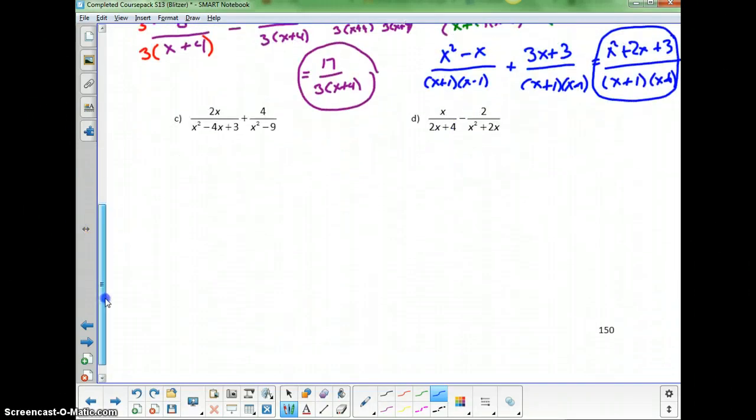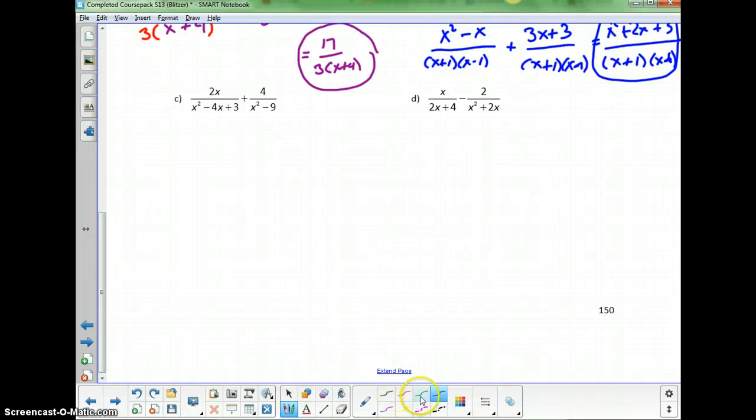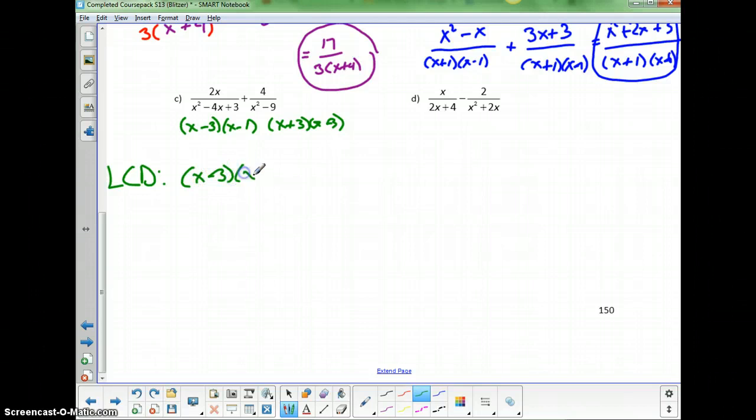Alright, I'm going to have a little bit more space on these, which is good. Okay, so I don't know what the common denominator is until I factor, so let's factor this one. X plus 3, so I'm going to need minus 3 and minus 1. And x plus 3, x minus 3 for this one. So my least common denominator is the first denominator, x plus 3 times x minus 1, times, I already have an x minus 3, but I need an x plus 3.